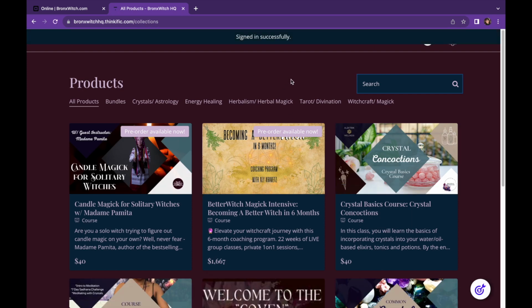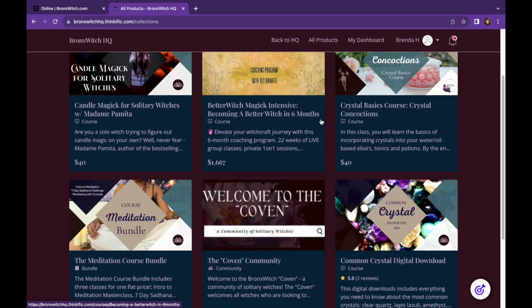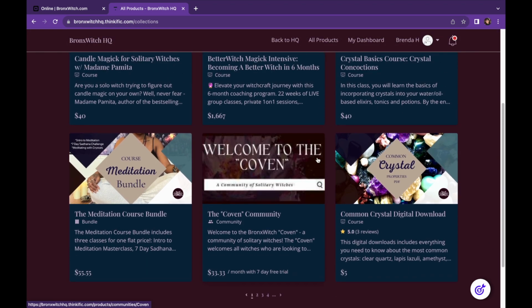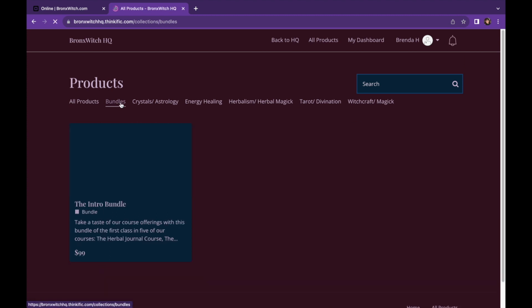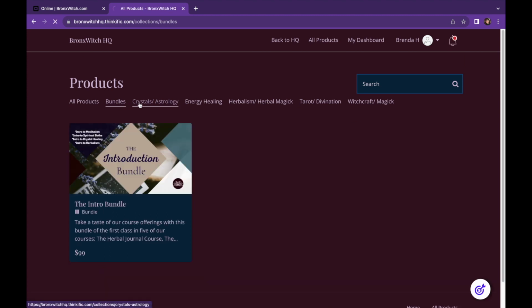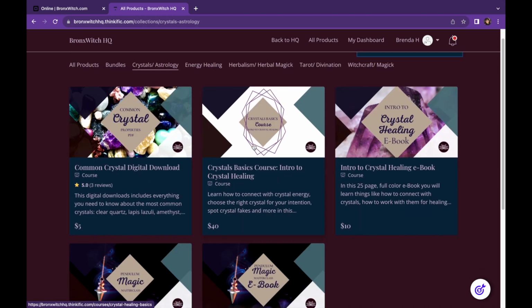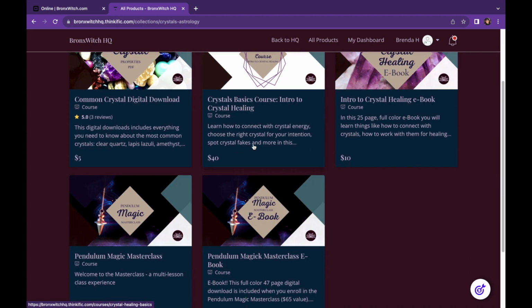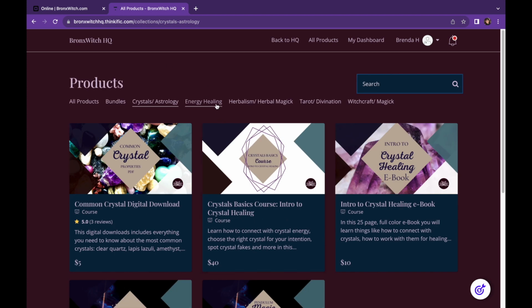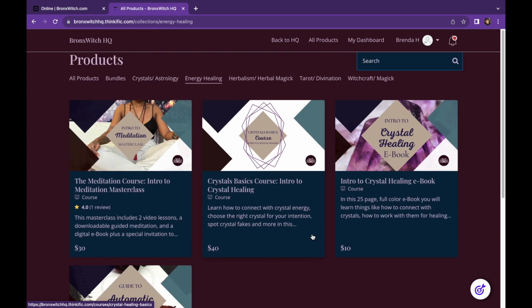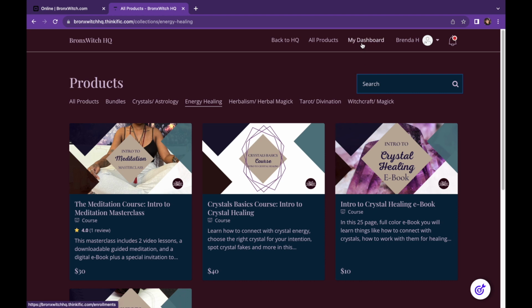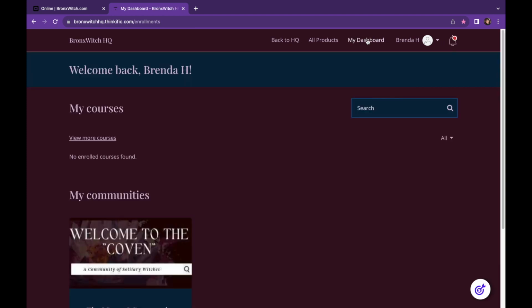Once you log in, the first page that you will see is going to be the All Products page. This is going to give you a summary of all of the virtual classes and communities that are accessible inside of the portal. There are helpful tabs at the top breaking down all of our classes and products into different categories. So if you're looking for something specific like classes on herbalism or classes on crystals, you'll be able to see exactly which products are available for that.